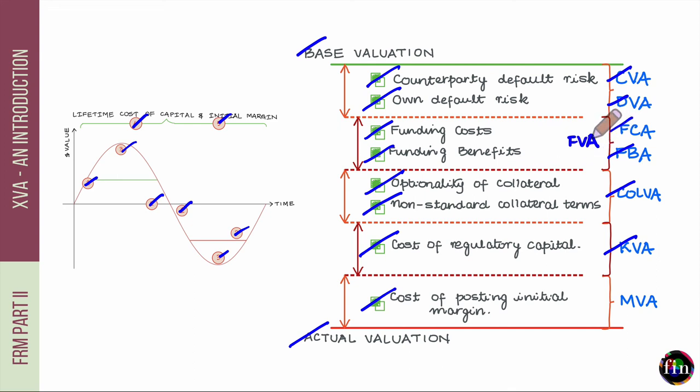For example, there might be an overlap between DVA, a benefit associated with your own default, and FBA, a benefit associated with funding. So this video was about understanding different XVAs. Now we understand, hopefully, the reason or the source of each of these valuation adjustments. And also, our aim was to understand how these adjustments can be applied to a base valuation to arrive at an actual valuation.